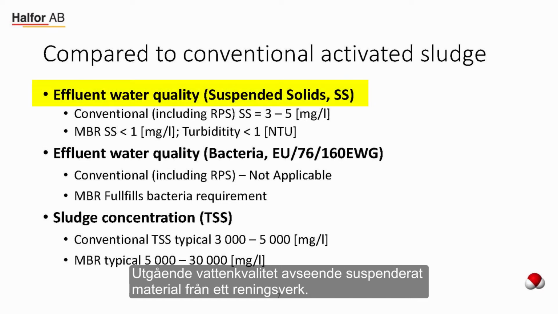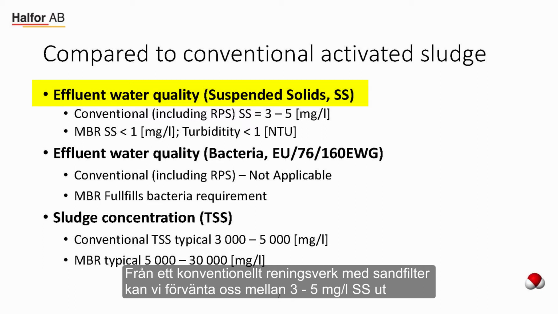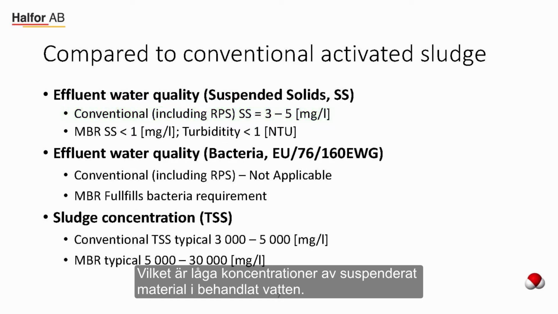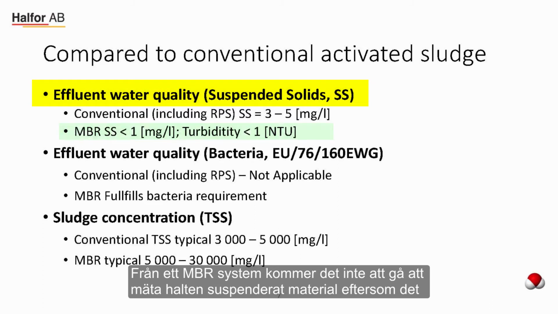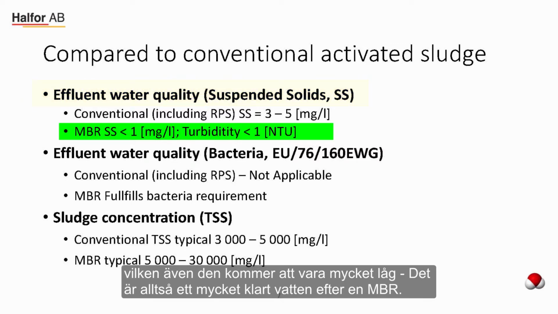The effluent water quality in regard to suspended solids. Now, with a conventional activated sludge plant, using a rapid sand filtration after the secondary clarifier, you will reach about 3 to 5 milligrams per liter of suspended solids, which is quite in the low range. However, with an MBR system, the particulate material, the suspended solids, will be removed. So basically you will not be able to measure suspended solids in the water, but you will have to look at turbidity in the water instead. But the turbidity will, as a rule, be below 1 NTU, so it will be a very clear water.